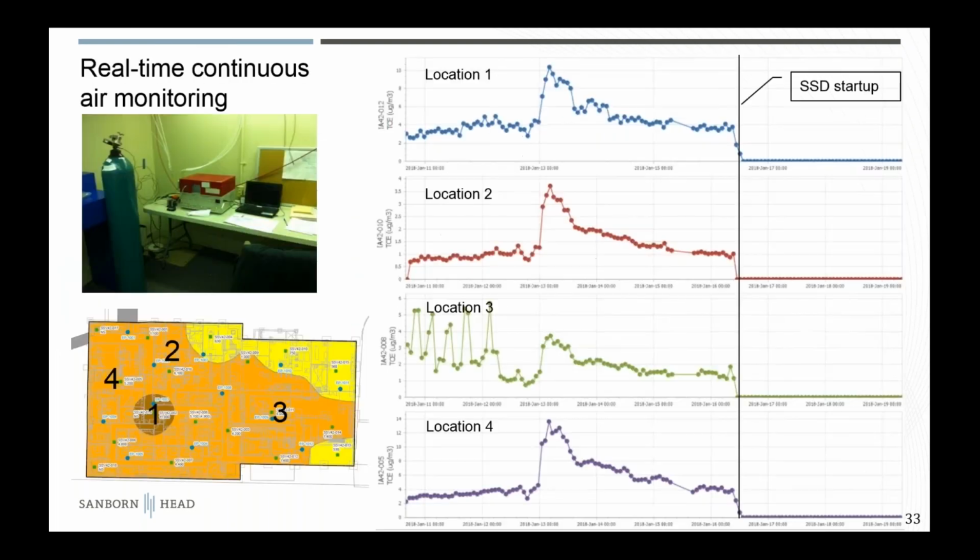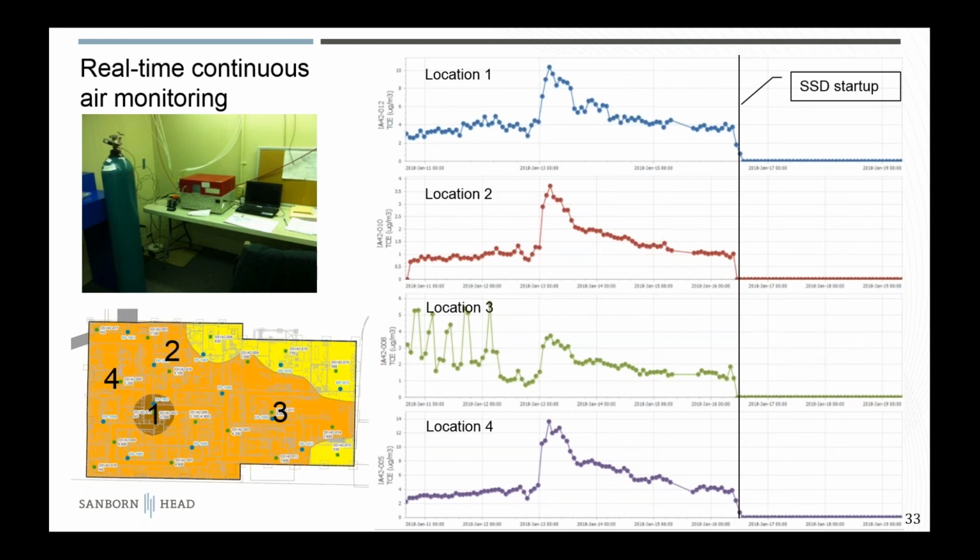An example of a deployment of this device: it's set up here in an open office in a building that was undergoing the startup of a subslab depressurization system. So in real time, you're able to get information on the indoor air concentrations at multiple locations throughout the building. And it was nice to see that once the SSD system started up, the indoor air concentrations flatlined to non-detect. But it's interesting to see what was happening before the SSD system was started up.